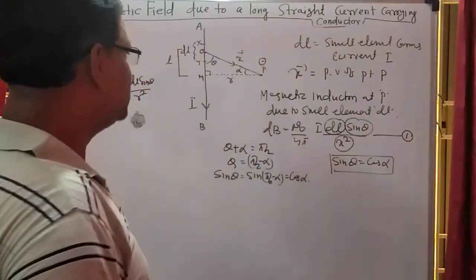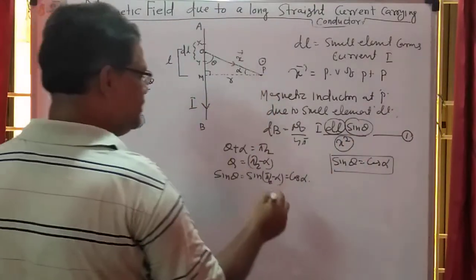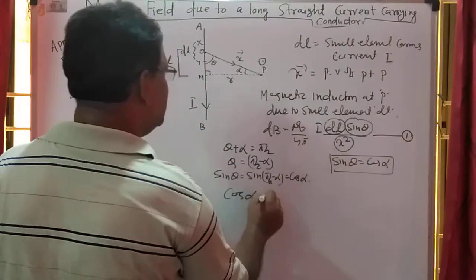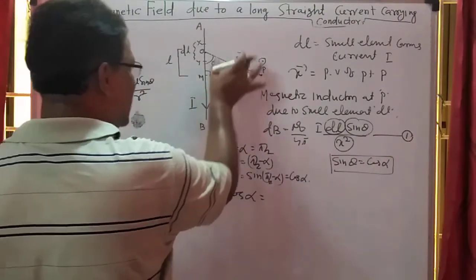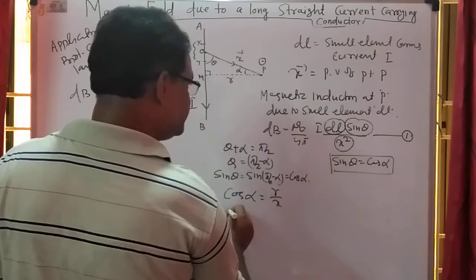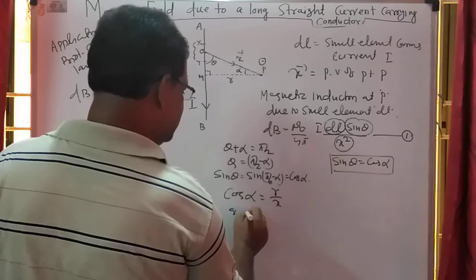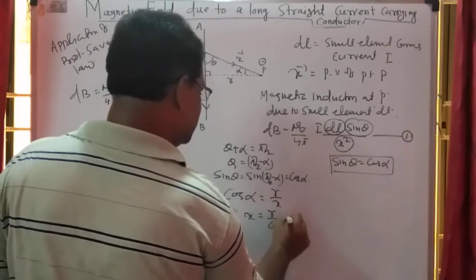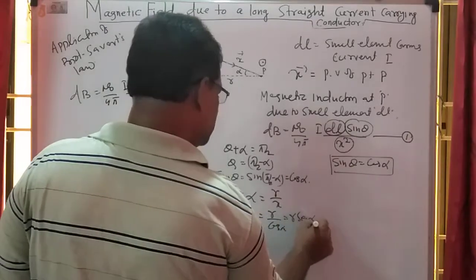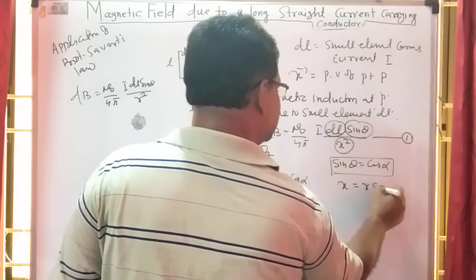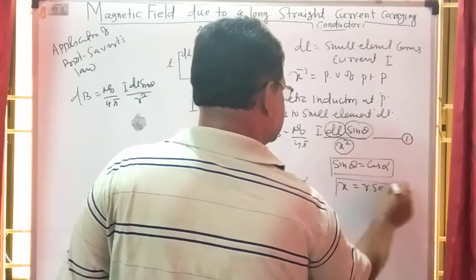Next is x square, where this is the x. What will be the cos alpha? Cos alpha is equal to b upon x, that is r upon x, or x equals r upon cos alpha, that is r sec alpha. So we are getting x equal to r sec alpha.